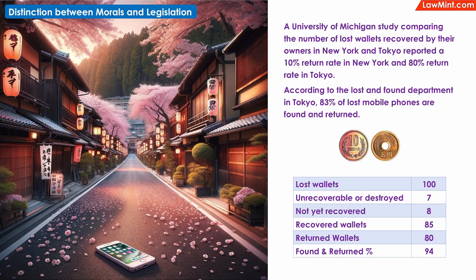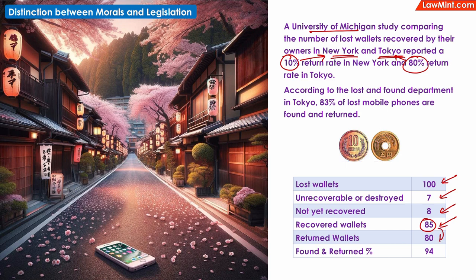When you have some time, just Google about the lost and found system in Japan, and you will find some fascinating facts and statistics. A study that was done by the University of Michigan apparently showed that while only about 10% of the lost wallets are eventually recovered by their owners in New York, up to 80% are recovered by the people in Japan. I did some rough calculations that if 100 wallets are lost, around 7 would have been unrecoverable or destroyed. Around 8 are still lying under a bench or in the grass or stuck somewhere and not yet recovered. So, of the 100 lost wallets, perhaps only 85 were actually recovered.